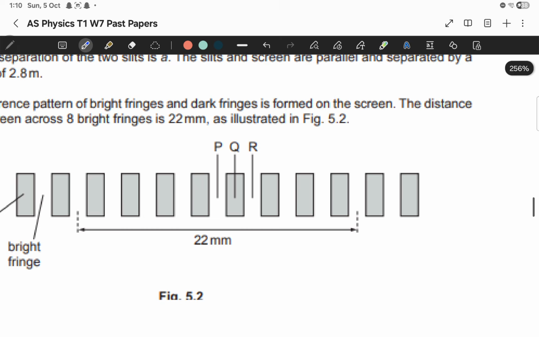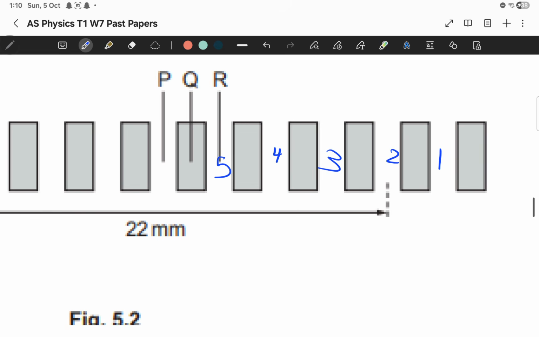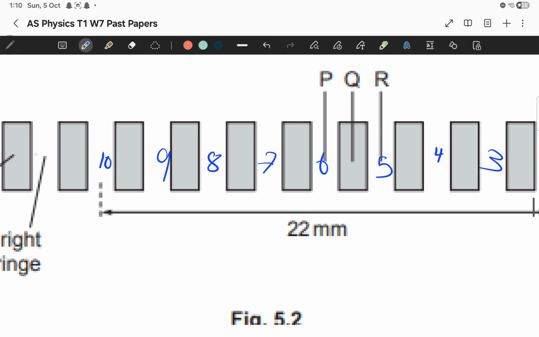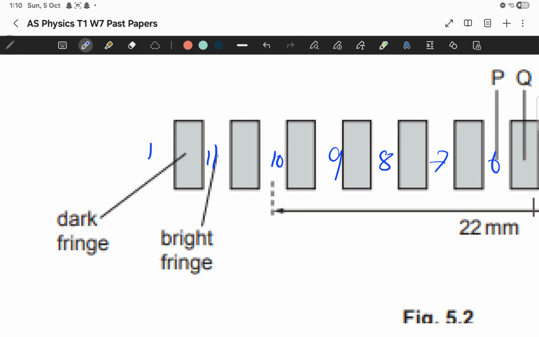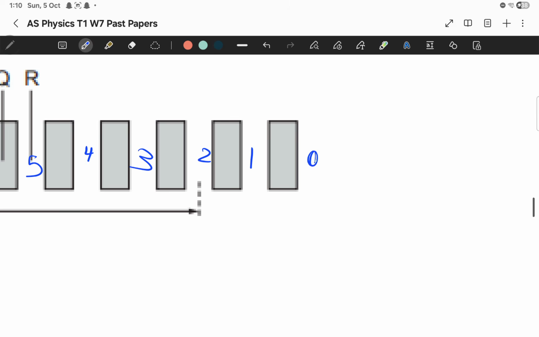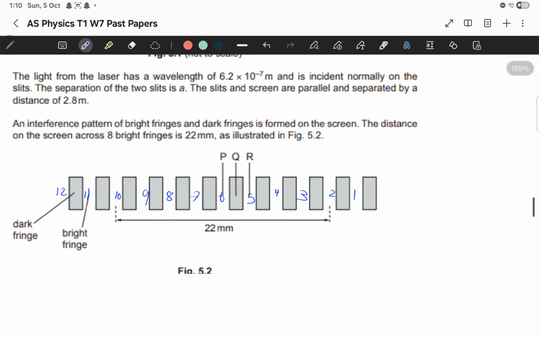So let's label. They told us these are the bright fringes. So we have 1, 2, 3, 4, 5, 6, 7, 8, 9, 10, 11, 12 bright fringes. Okay, now I can't take this, but again, it's going to be relative to my calculation, so it's fine. Like I can take this as 4, it's fine.